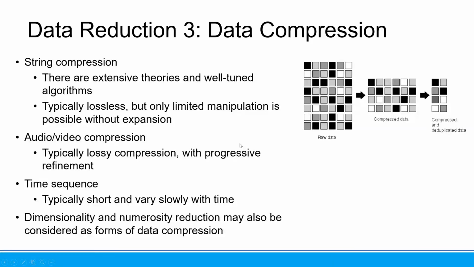Okay, I will continue. So we already learned the data reduction. The first is dimensionality reduction. The second is numericity reduction. And the third is data compression.